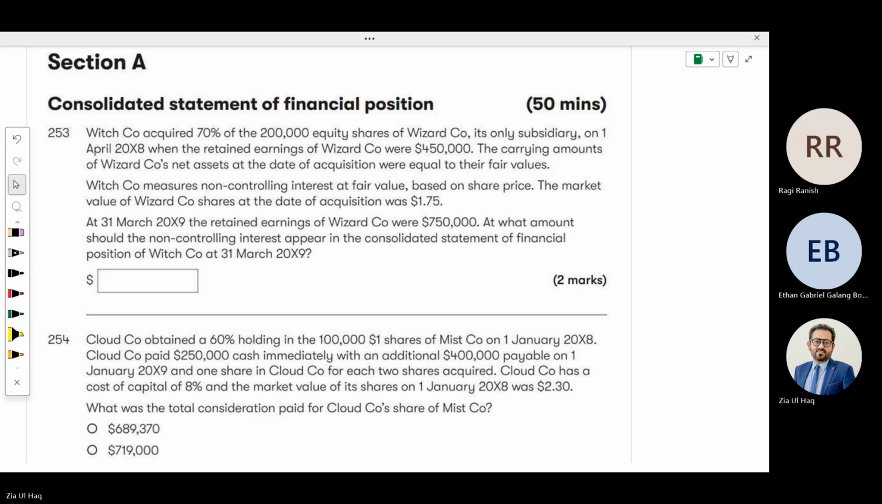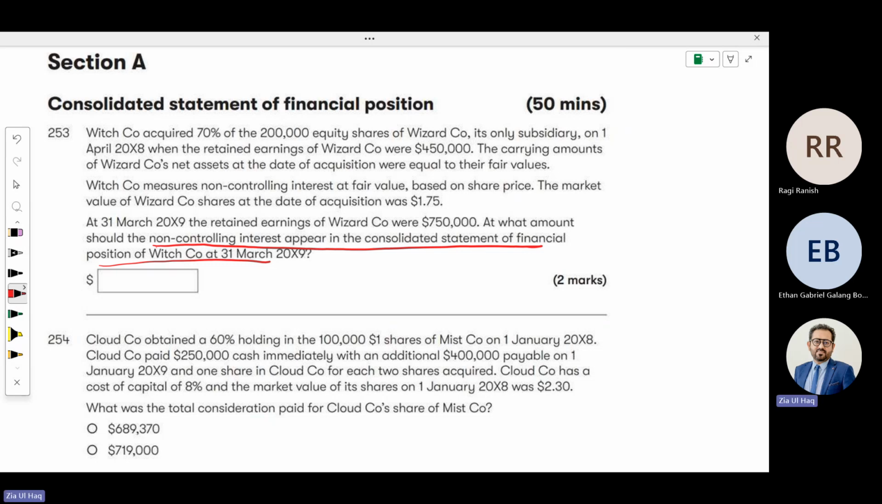So you need to calculate, at 31st March, at what amount should the non-controlling interest appear in the consolidated statement of financial position? The non-controlling interest figure we need to calculate. The company acquired 70% of the 200,000 equity shares of Wizard Company, its only subsidiary, on 1st April 20X8, year end 31st March 20X9, meaning for a complete year, when the retained earnings of Wizard Company, the subsidiary, were 450. The carrying amount of Wizard Company's net assets at the date of acquisition were equal to their fair values.